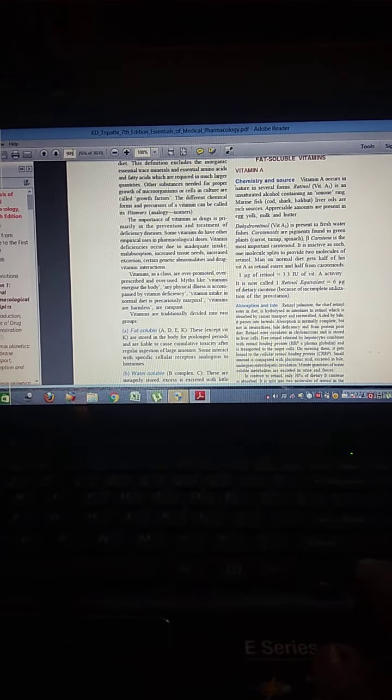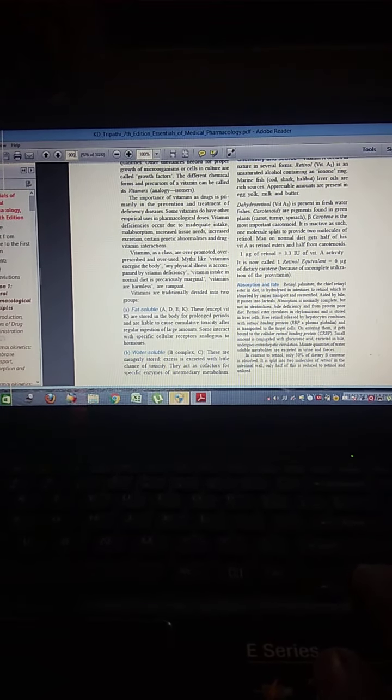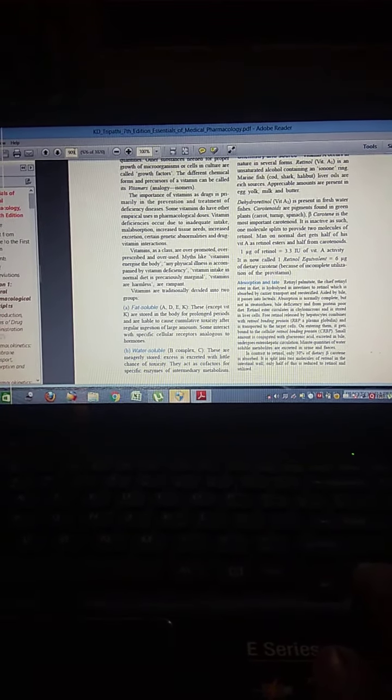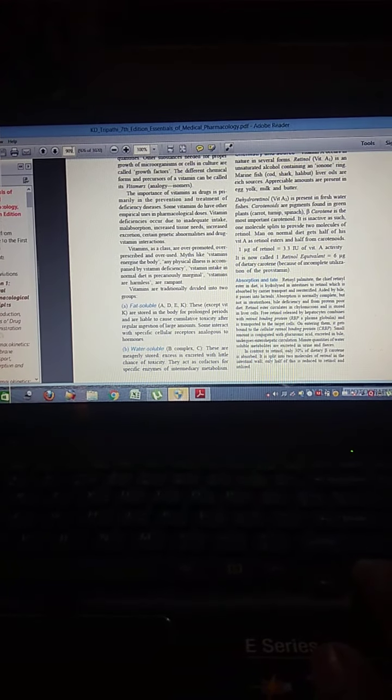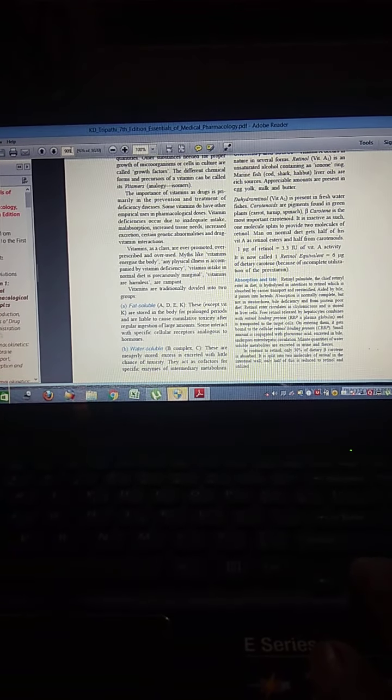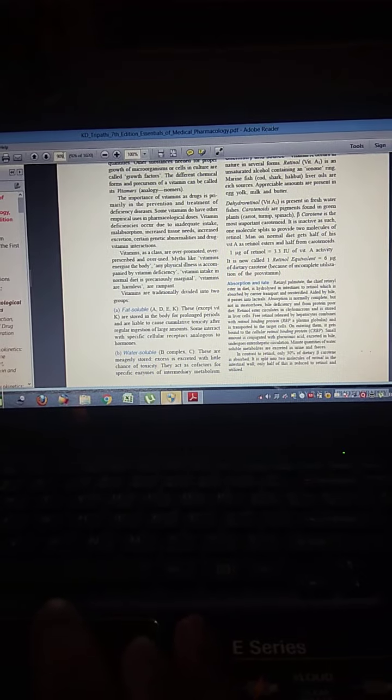Absorption and fate. Retinyl palmitate is the chief retinol ester in the diet. It is hydrolyzed in the intestines to retinol, which is then absorbed by carrier transport and re-esterified.